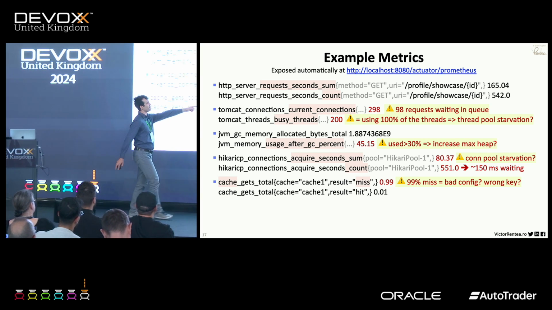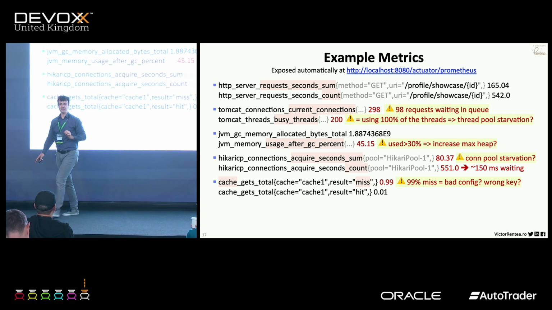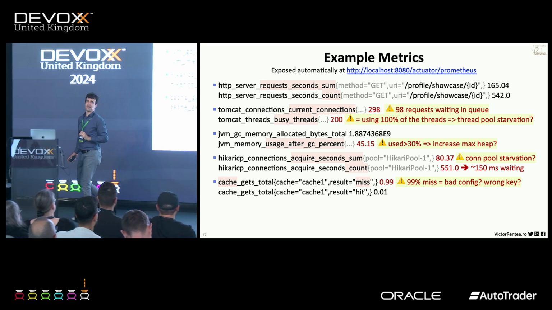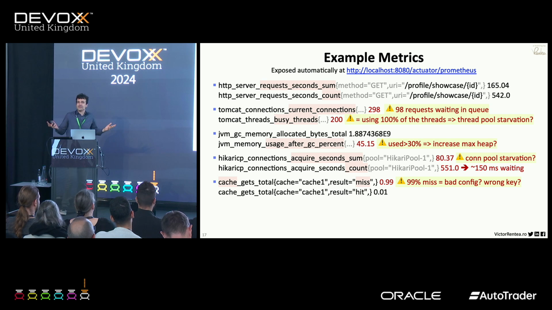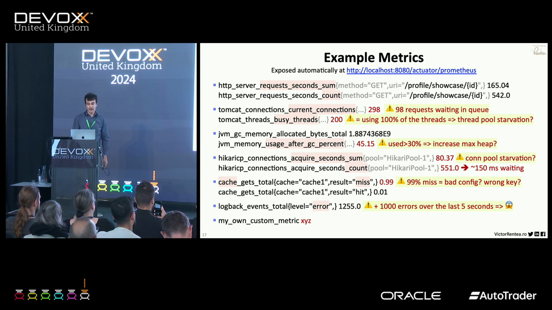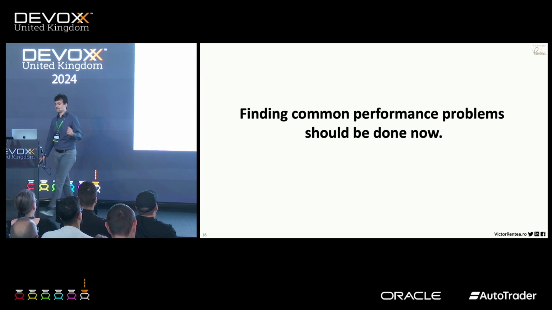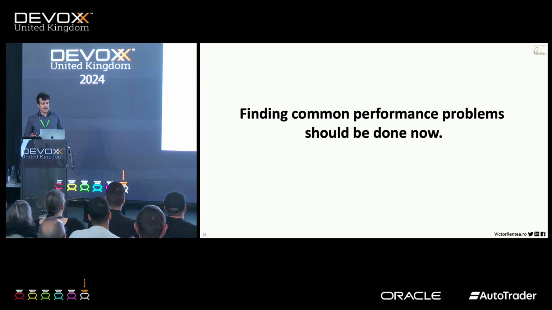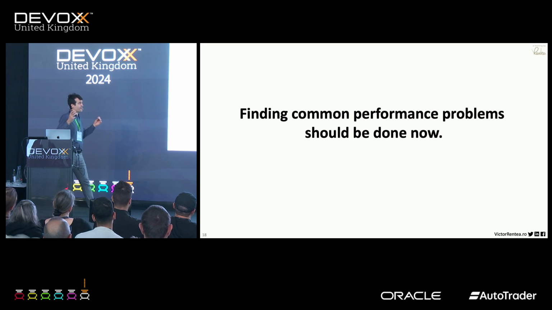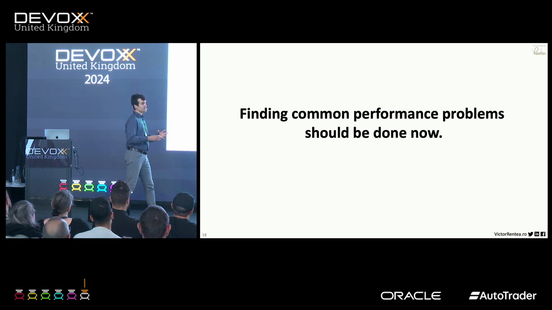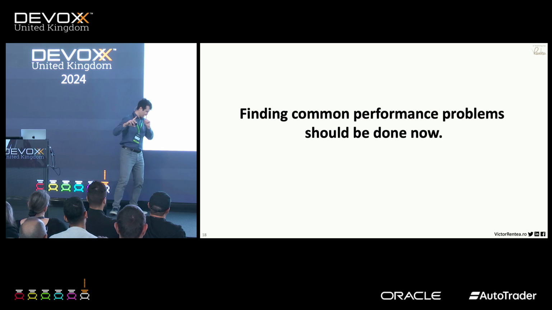Cache miss of 99%, something is fishy. Your cache doesn't do anything. It's 99% missing, plus your own metrics. Okay? So these metrics you get for free. You just have to look for them, basically. They're already there. So I'm going to claim that basically finding the common performance issues in one system should be done by now.